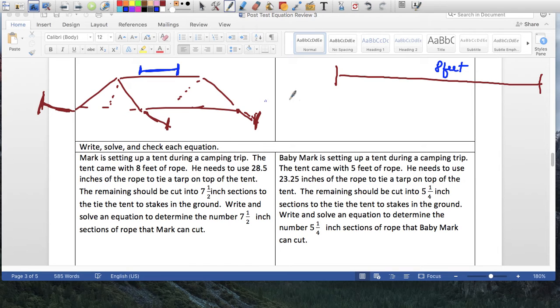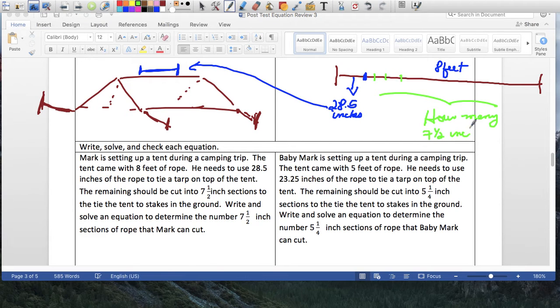The first thing he does is he takes 28.5 inches. Again, this is obviously not to scale. So he's going to take 28.5 inches of this for the top part. And then the leftover, he wants to cut into 7.5 inch sections. So I'll make little cuts like this. Now, the question is, how many 7.5 inch sections can there be of the smaller pieces?